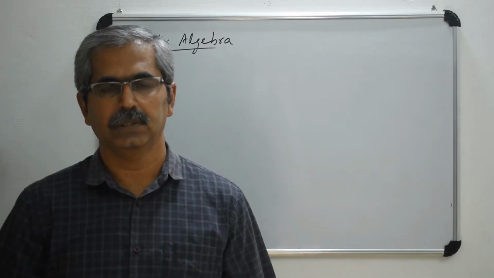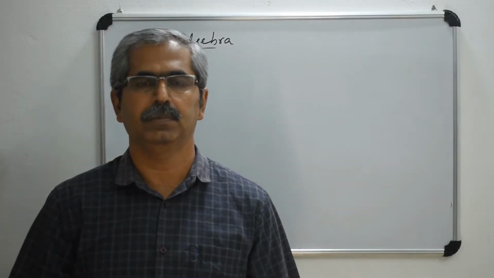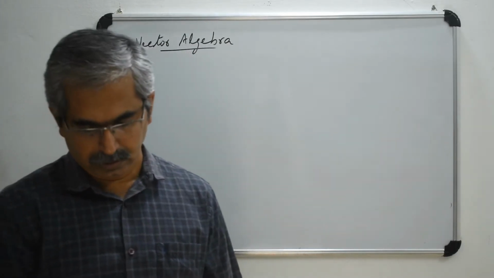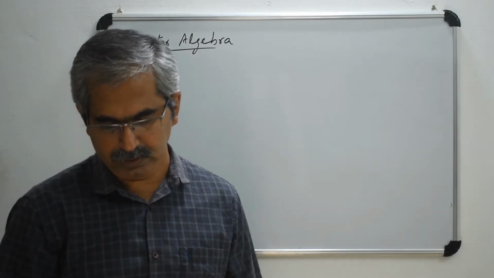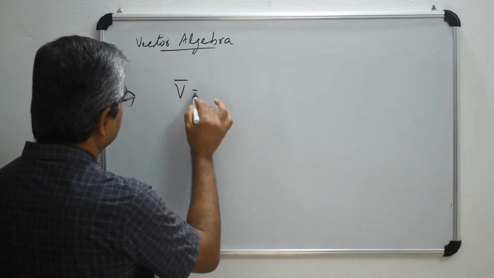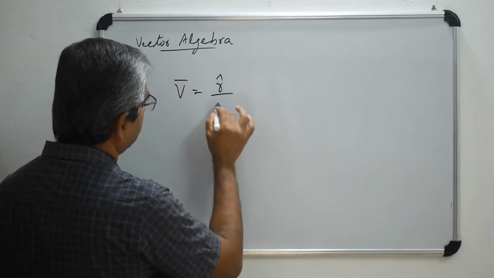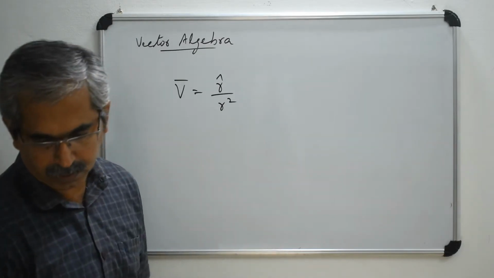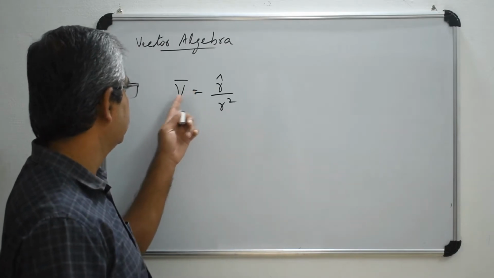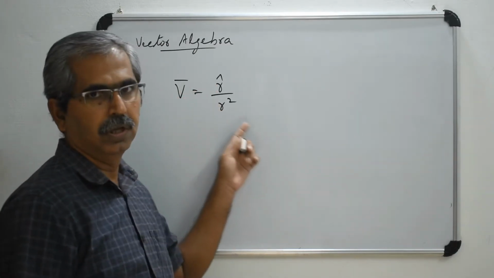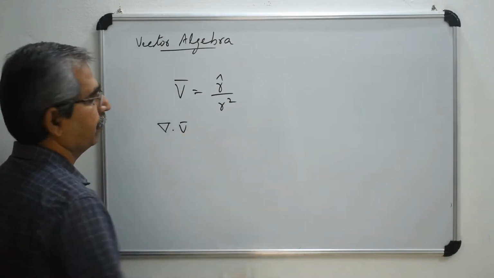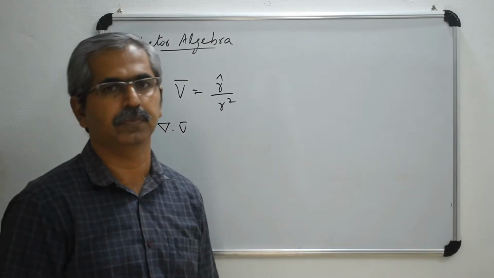Today we will discuss some more problems from the first chapter, vector algebra. The first question is, compute the divergence of the function v equal to r cap by r square in Cartesian coordinates. Okay, so the function is r cap by r square. We have to calculate the divergence, that is del dot v, in Cartesian coordinate system.